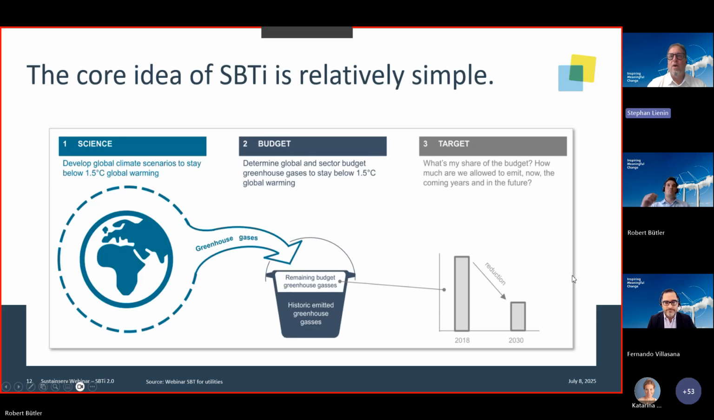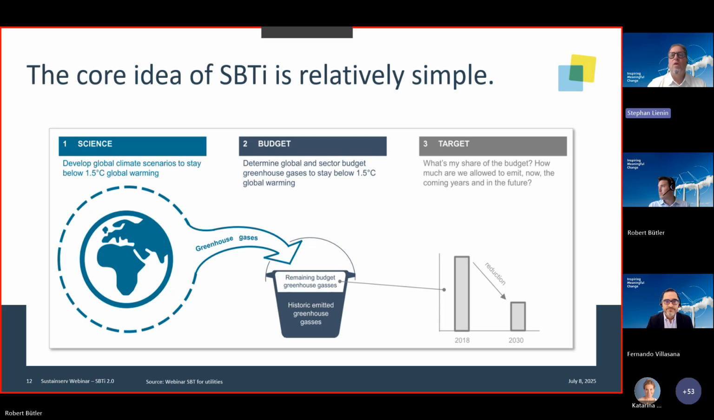This is a rather old slide from SBTi. I think it's still valid in a sense that the core idea of SBTi is relatively simple, and that's sometimes forgotten with all of its complexity when you read the guidelines these days. It's basically from science, we know the climate scenarios to stay below 1.5 degree global warming. That gives us basically a global carbon budget.